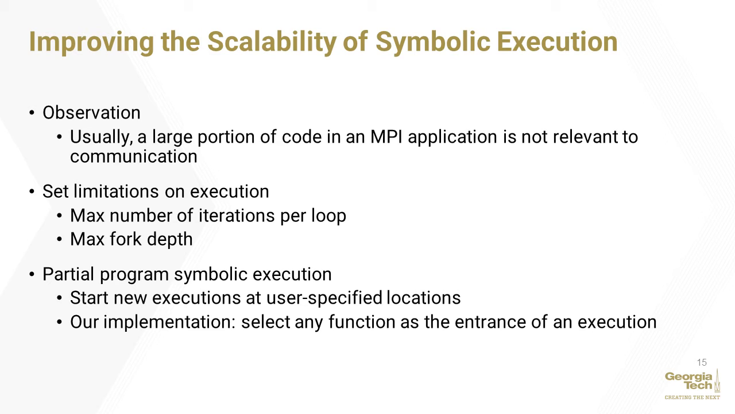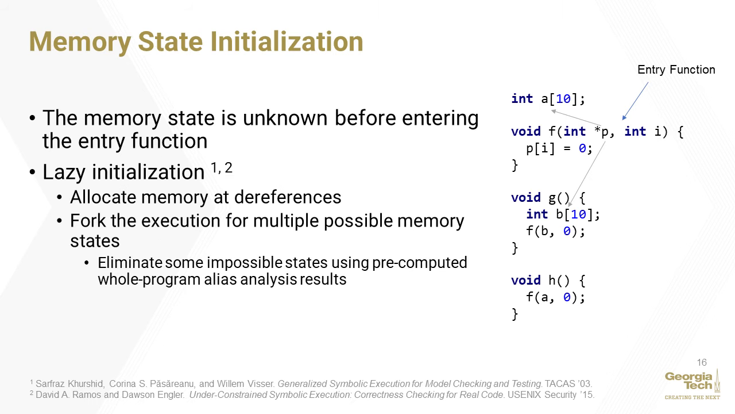To further improve the scalability, we also employ partial program symbolic execution. To be specific, we let the users start an execution from a position in the code they specify, apart from the start of the main function. In our implementation, we allow any function to be the entrance of an execution. A problem with not starting from the main function is that the memory state before entering the entry function is unknown and can have many possibilities.